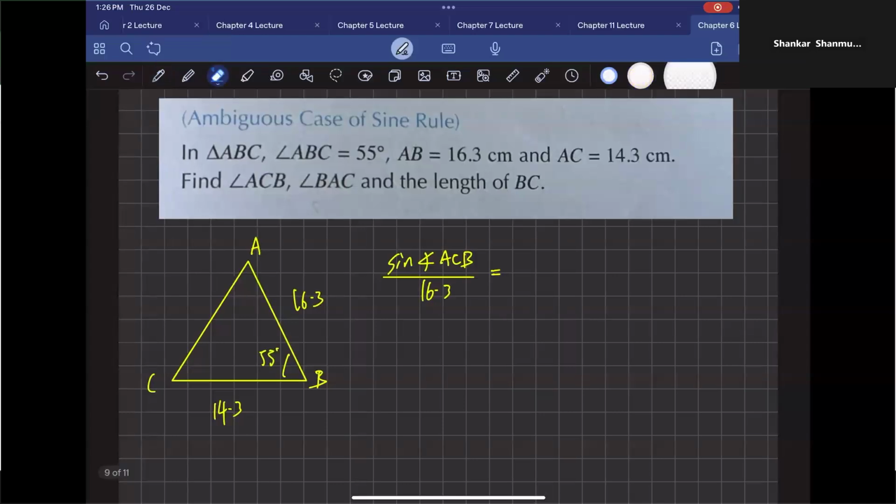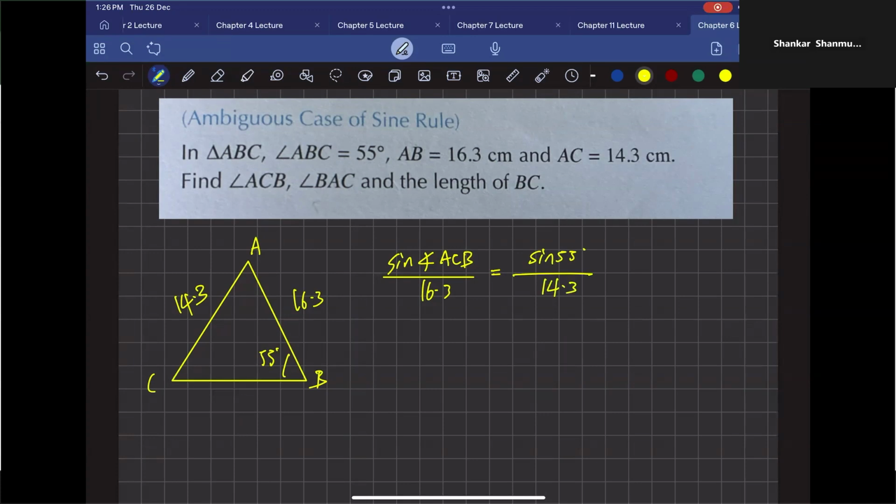Sorry, AC is actually equal to 14.3. So this equals sine 55 over AC, which is 14.3. The way I see it is, always look at the angle and straight away look at the opposite side.